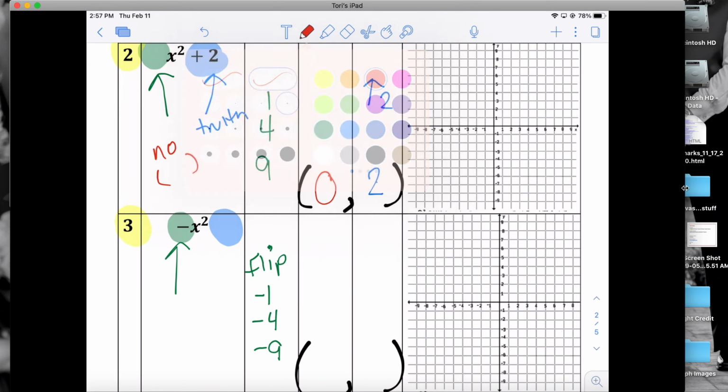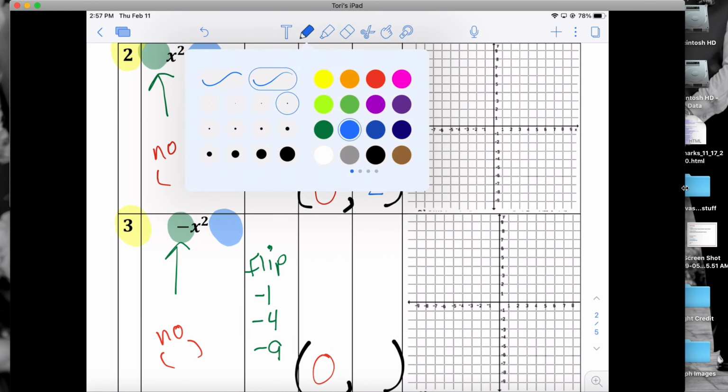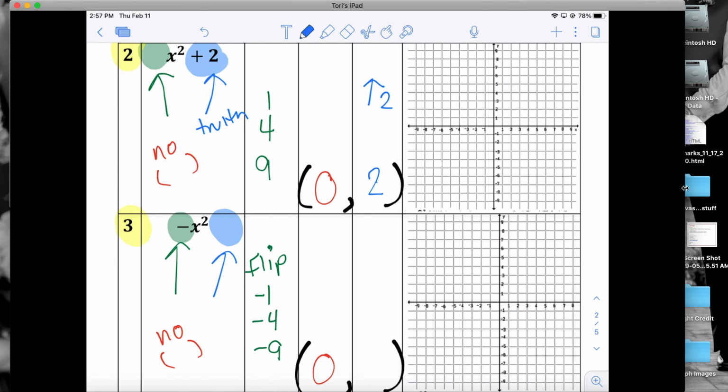I would say, is there anything inside? Nope, there's no parentheses. That's going to stay a 0. And is there anything behind or after the squared? There is no number out there, so he would stay a 0 also.